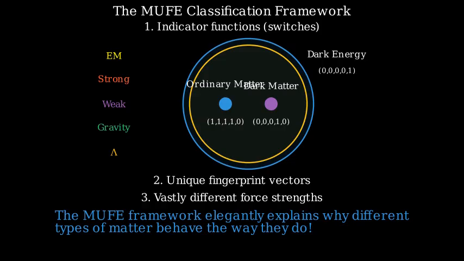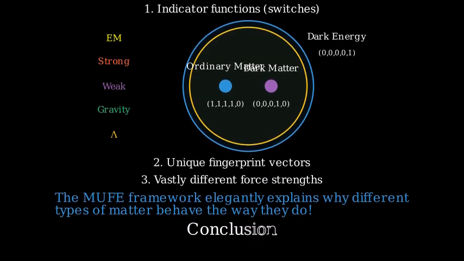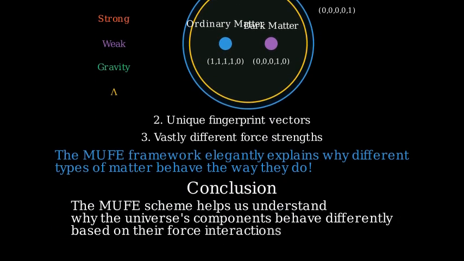In conclusion, the Mufe classification scheme gives us a powerful framework for understanding the universe's components. By considering which forces each type of matter interacts with, and how strongly, we gain insights into why these components behave so differently despite existing in the same universe.